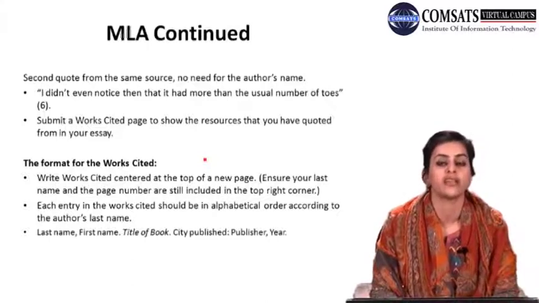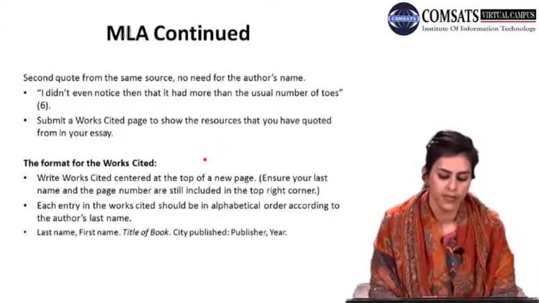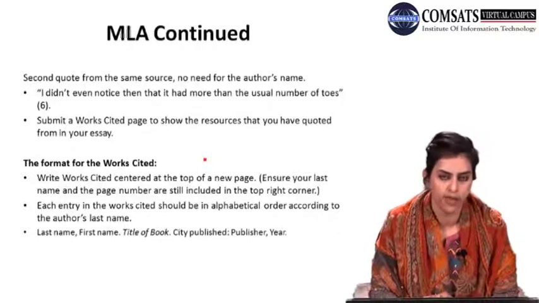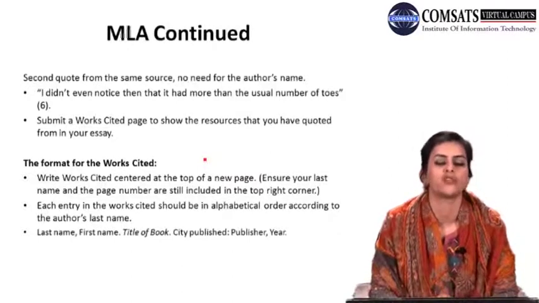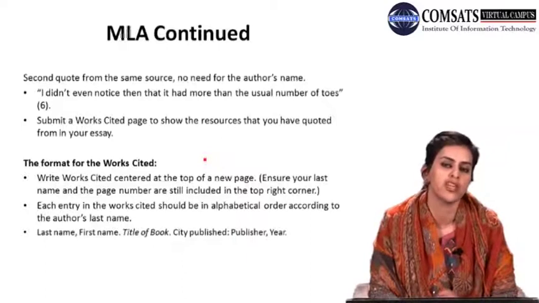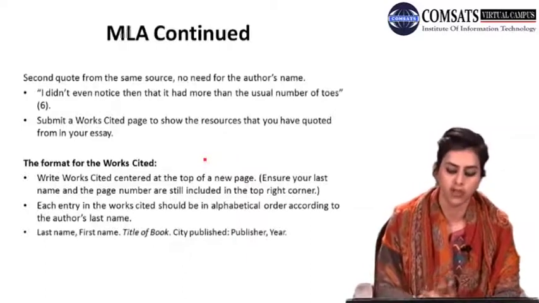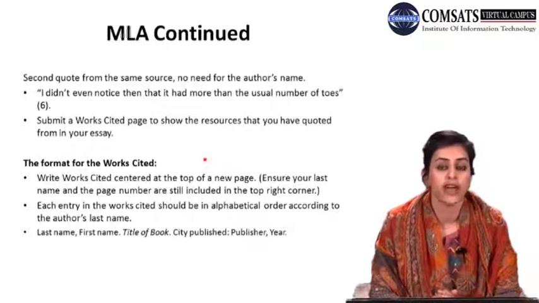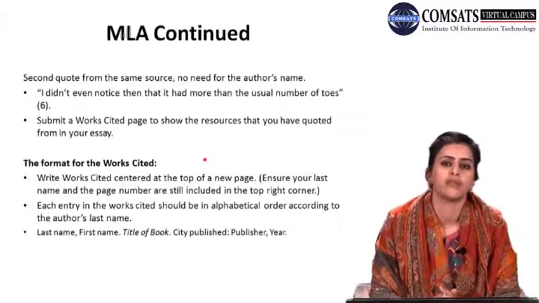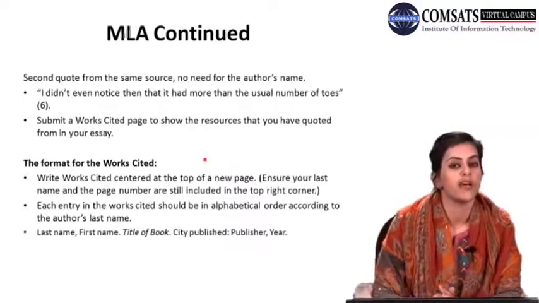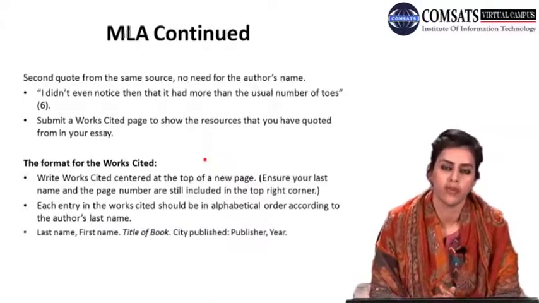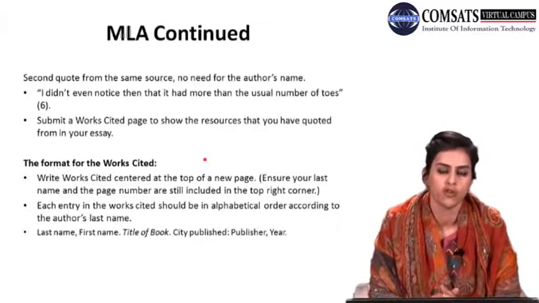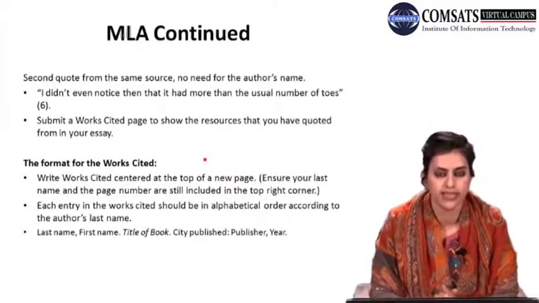Then the title of the book, that is always italicized. That is to be followed again by a full stop. Then the city of publication, whatever city in which the book was published; you will find it on the first page of the book. That is to be followed by a colon. Then you write down the name of the publisher, the company or any publishing agency. That is to be followed by a comma, and the year in which it was published, followed by a full stop. So this is how you write the MLA style.